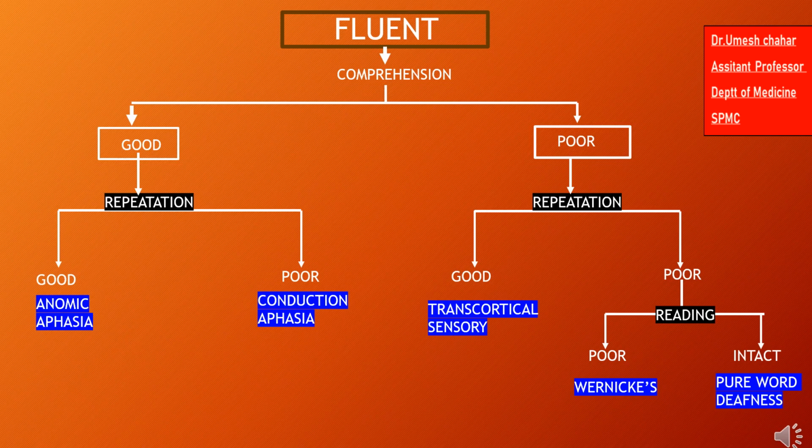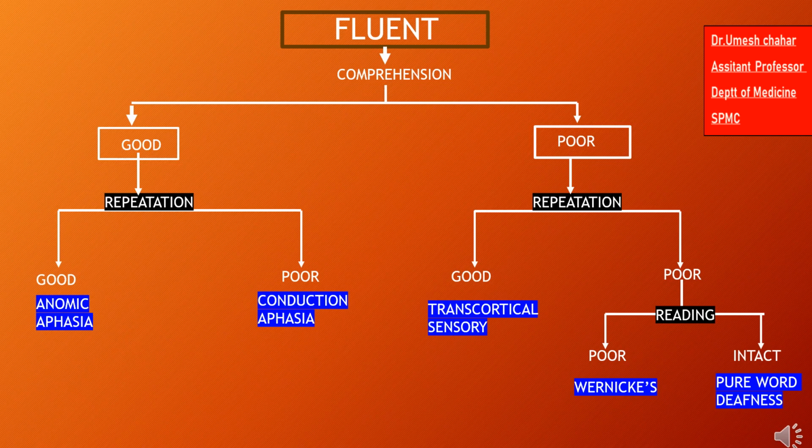In the next part, if the comprehension of the patient is poor in a case of increased word output, then we will examine repetition. If repetition is good, then we will label it as transcortical sensory aphasia, which means that the patient is having increased word output, his comprehension is poor, but his repetition is good.